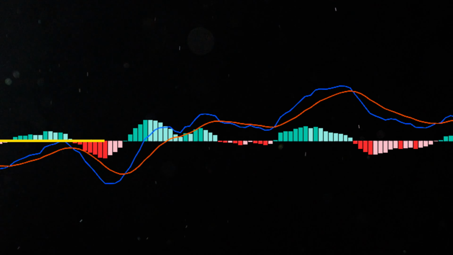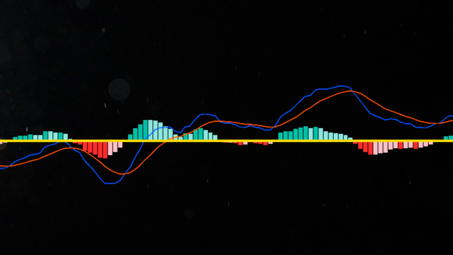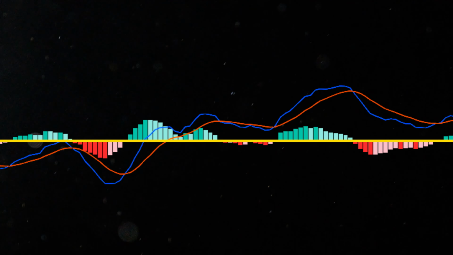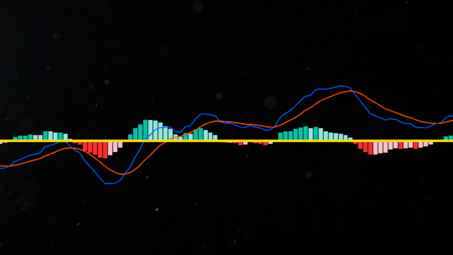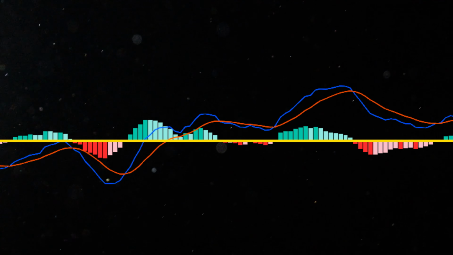Then you've got the zero line. That's the center of the whole indicator. Everything above it means upward momentum. Everything below it means downward momentum. That's it. Four components. Once you've got that, you're already ahead of most people who open up this thing for the first time. Now, here's how you actually use it.